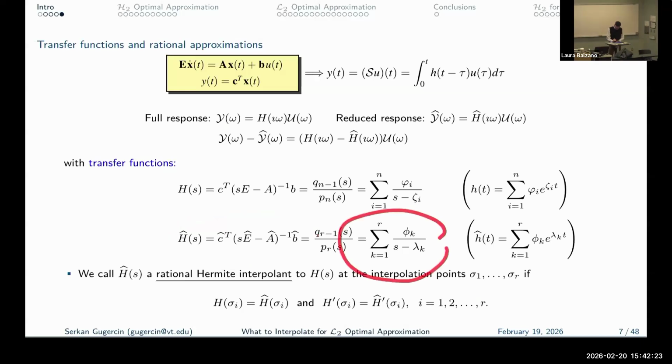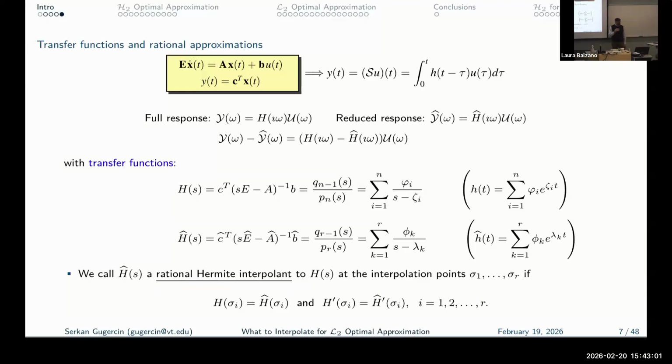So then these are going to be the parameters of my reduced model. These are the reduced poles, and these are the reduced residues. So these two completely determine my reduced model. Okay? And then I'm going to do this via interpolation. I'm going to call this degree r rational function a Hermite interpolant to H at the interpolation points sigma 1 to sigma r if H hat interpolates H at sigma i, but also H hat prime interpolates H prime at sigma i. That's what we call a Hermite interpolant.